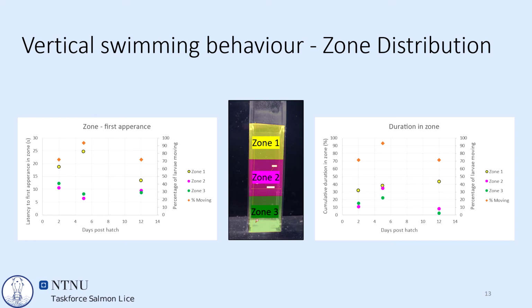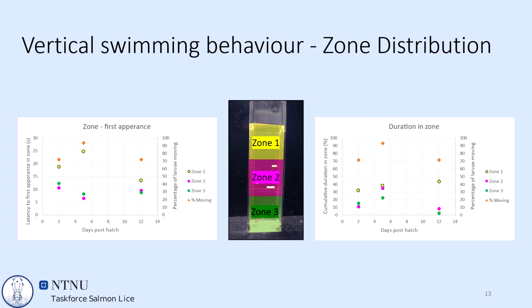And on the left, you see how much time it took for them to get to different zones for the first time. How many seconds did they spend before reaching the different zones for the first time? And as you see, they all spent the most time reaching the top zone, zone 1. But at day 12, they spent less time getting there than at day 2 and day 5.